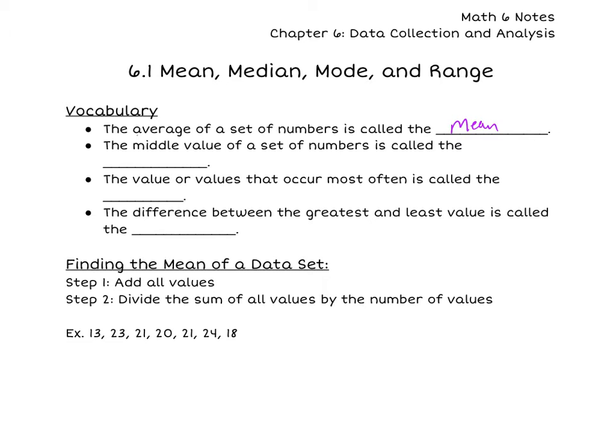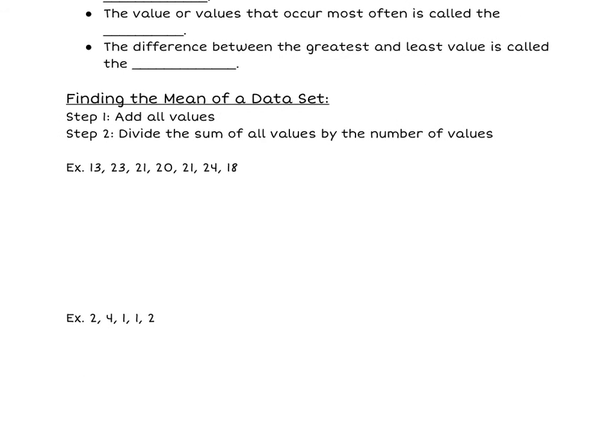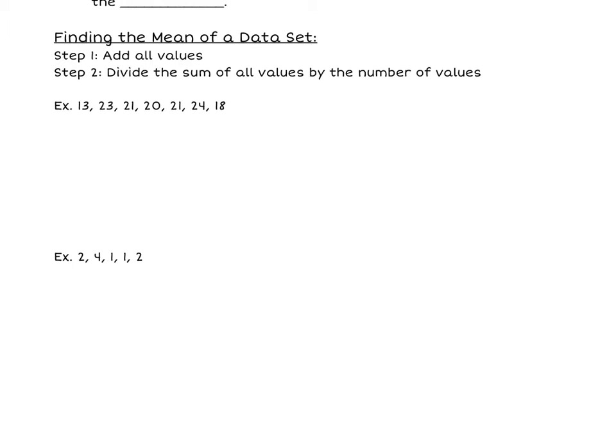So the average. When you hear average or you hear mean, you're always going to do the same thing. So our first thing down here is finding the mean of a data set. A data set is a group of numbers. There's two steps to this. Step 1: add all the numbers together. Step 2: divide by the total number of numbers you have. Okay? You may use a calculator for this.